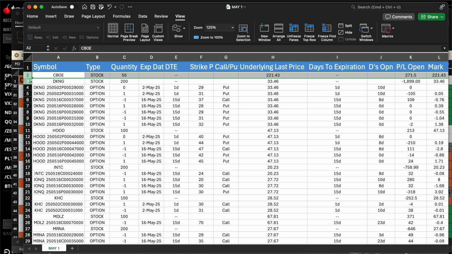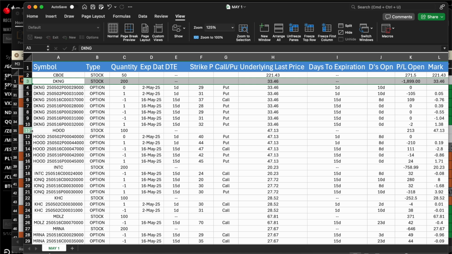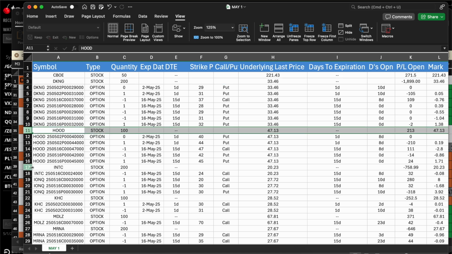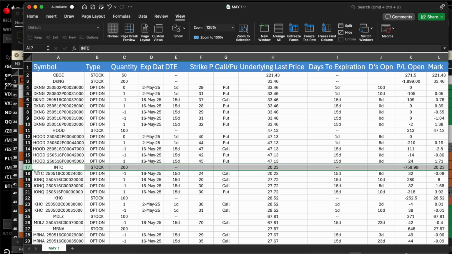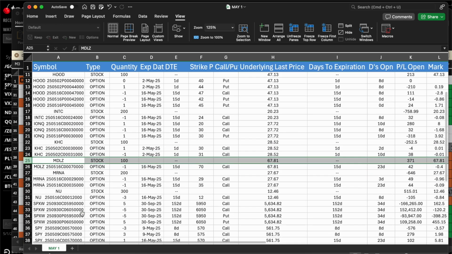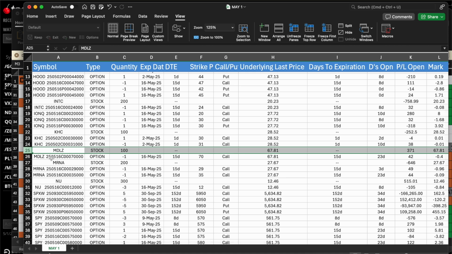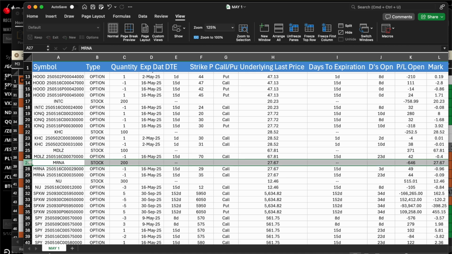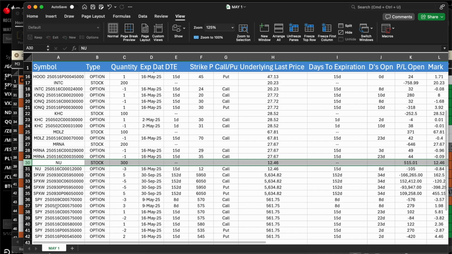Note the various stock positions other than CBOE. I have DraftKings, 200 shares of that. There's 100 shares of Hood. There's 200 of Intel, 100 of Kraft Heinz, 100 of Mondelez. I have 200 of Modern A. Normal people would probably call it Moderna. And 300 shares of NU.